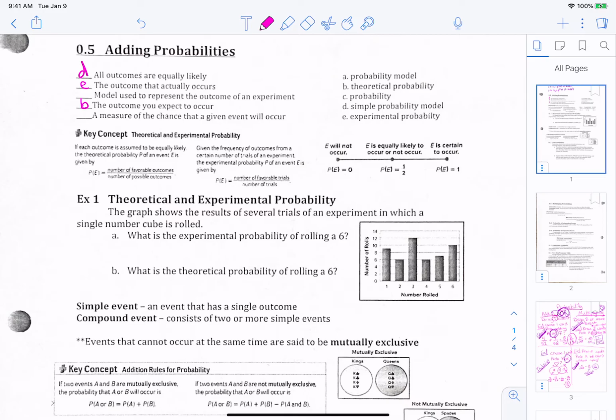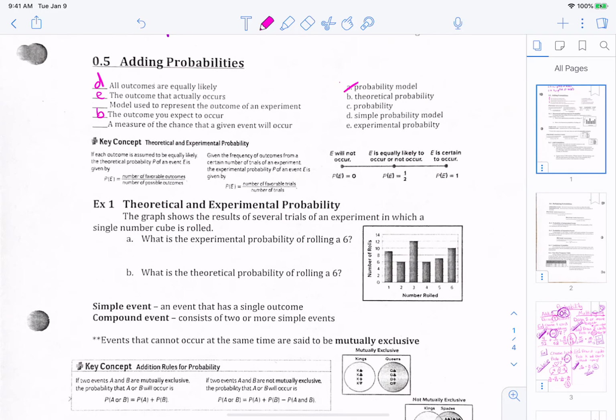Does that mean that if I flip a coin right now 10 times, it's going to come with 5 heads and 5 tails exactly? No. So that's the experimental probability versus theory. It should be 5 and 5. Okay? A model used to represent an outcome of an experiment. A, probability model. Okay? And the last one, a measure of the chance that a given event will occur. C, probability. Okay? It has a however many probability of occurring.